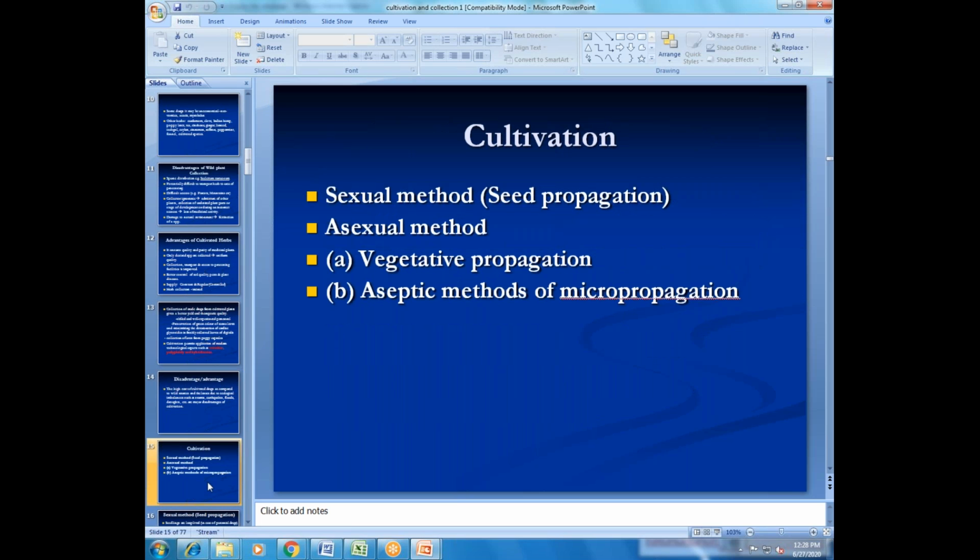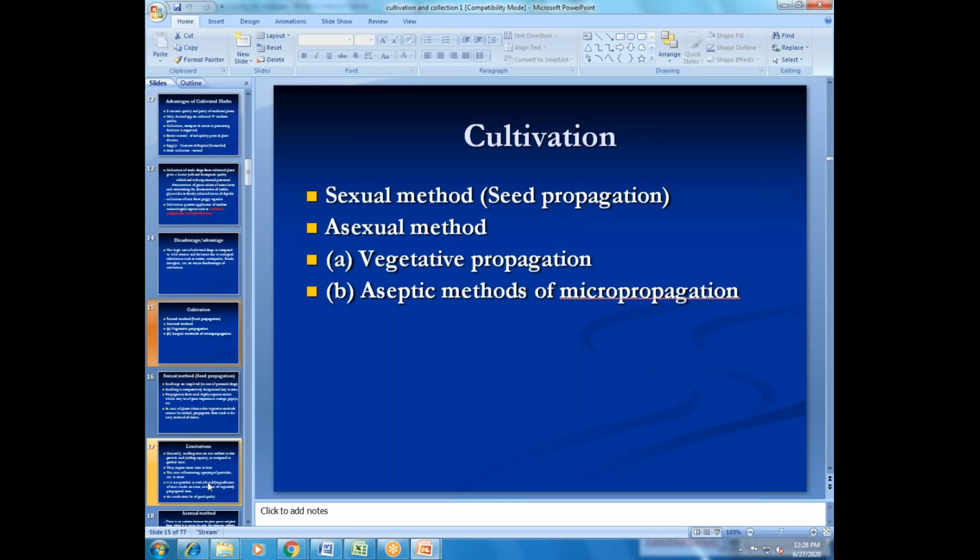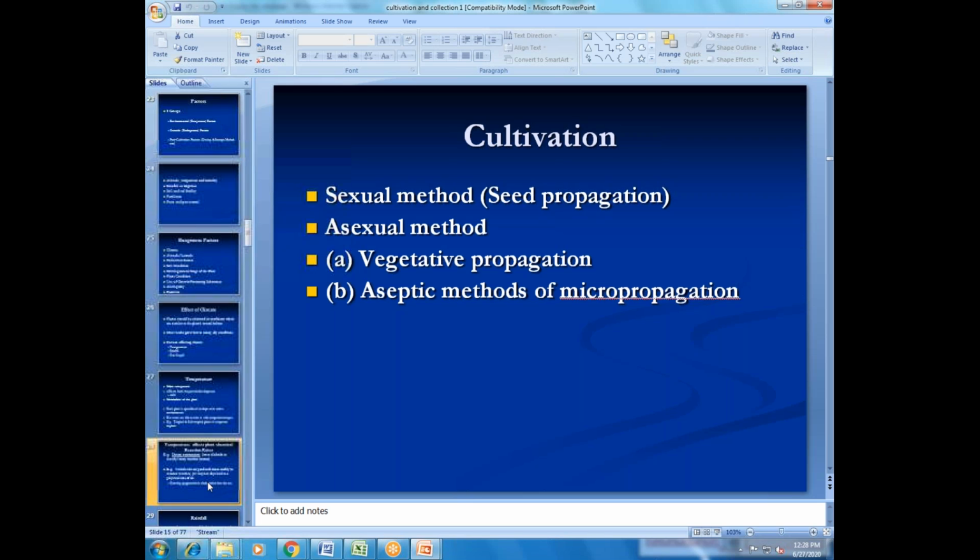This is the one, cultivation. There are two methods, sexual method and asexual method. Right? Clear?